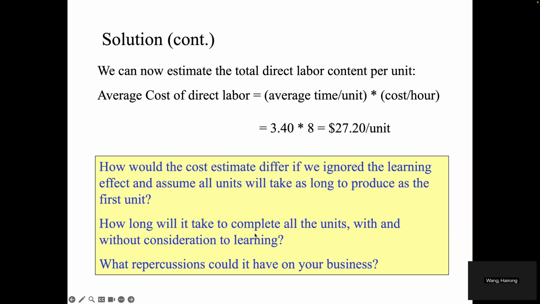Okay, and for the second question, how long will it take to complete all the units, with and without consideration of learning? The total time to complete all 15 units would be approximately 22 hours with the learning effect, and 90 hours if we do not consider the learning effect.